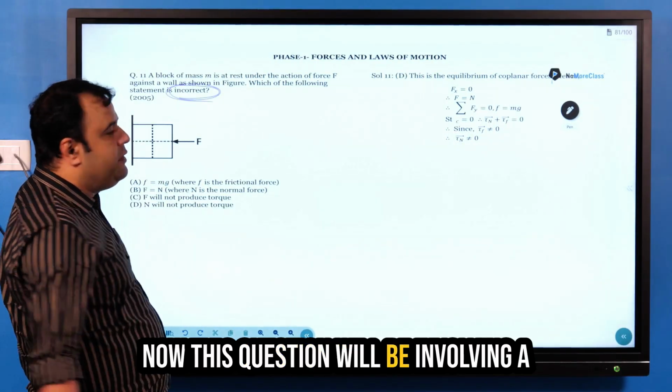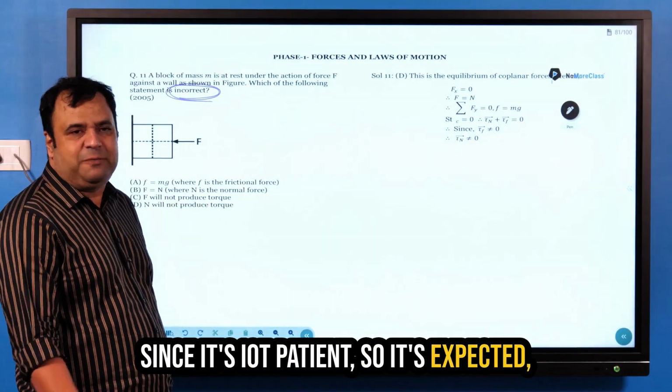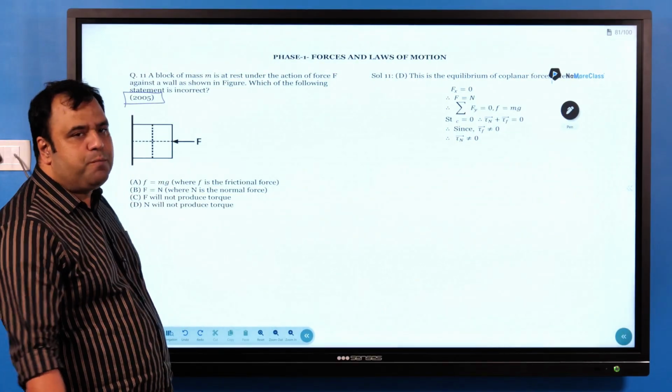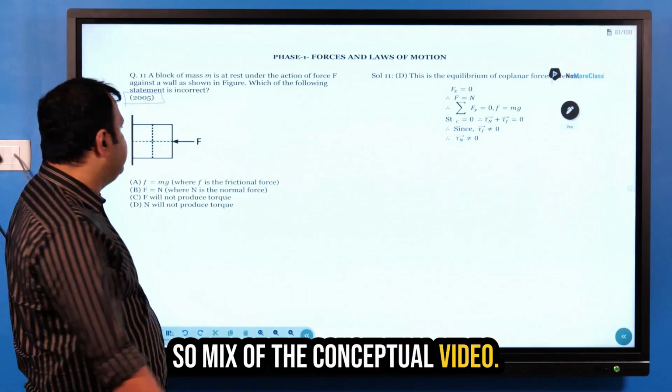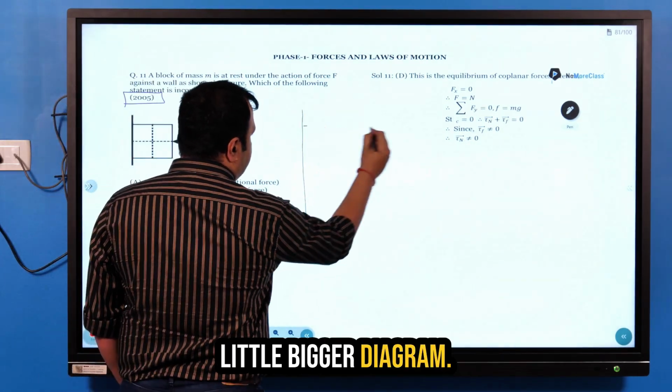Now, this question will be involving a little bit of rotational dynamics as well. Since it's an IIT question, so it's expected. This question came in 2005. So a mix of concepts will be there. So let me make the diagram, a little bigger diagram.